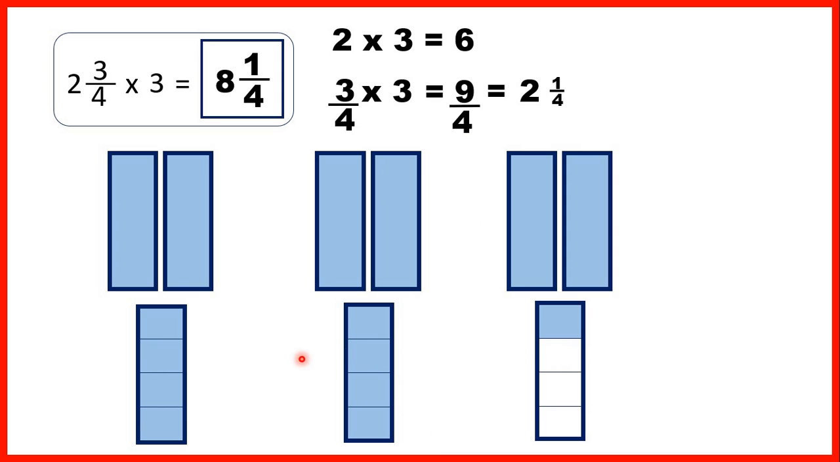We can regroup that 9 quarters into two wholes and 1 quarter. So that's why dividing the numerator by the denominator changes it back into a mixed number.